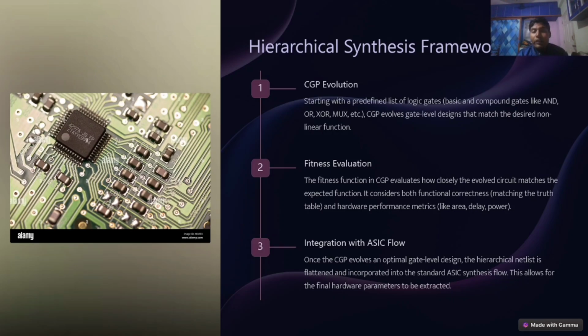Fitness evaluation: the fitness function in CGP evaluates how closely the evolved circuit matches the expected function. This considers both functional correctness, matching the truth table, and hardware performance metrics like area, delay, and power. Integrating with the ASIC flow: once CGP evolves an optimal gate level design, the hierarchical netlist is flattened and incorporated into the standard ASIC synthesis flow. This allows the final hardware parameters to be extracted.